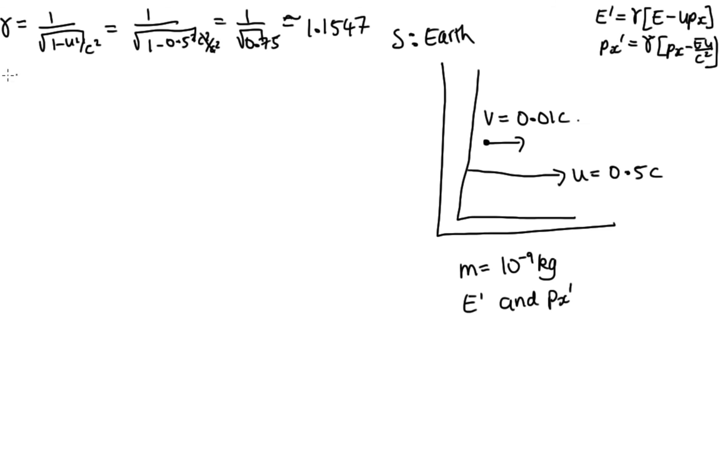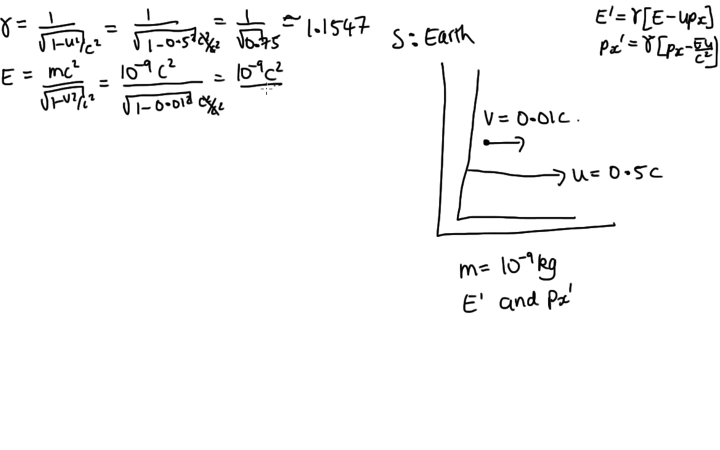Okay, next we're going to have to work out what E is. E is equal to mc squared over the square root of 1 minus v squared on c squared. And so we've got 10 to the minus 9 c squared over the square root of, now v in this case is 0.01, so 1 minus 0.01 squared, c squared on c squared. Those will cancel, and so we end up with 10 to the minus 9 c squared over the square root of 0.9999. Solving this one on the calculator, we get 1.00005 times 10 to the minus 9 c squared joules.